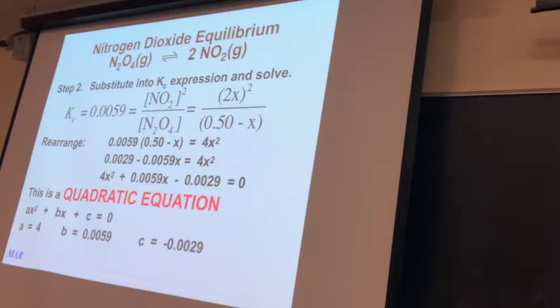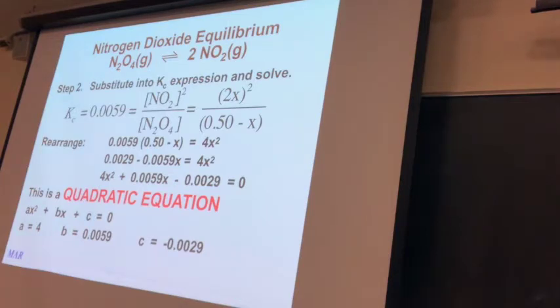So again, you put all of your terms on one side, you let them equal 0, and it's the actual numbers here that come out. And again, just to be clear, c is negative 0.0029, all right? It's always ax squared plus bx plus c equals 0, and you're good to go.